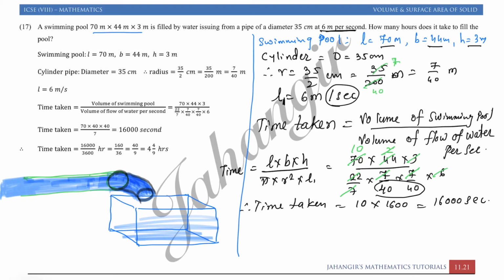To convert seconds to hour, what we will do, we will divide by 3600, so 16,000 divided by 3600 hours, cancelling 00, so 160 upon 36, 4 nines are 36, 40 by 9 is 4 by 9 hours.